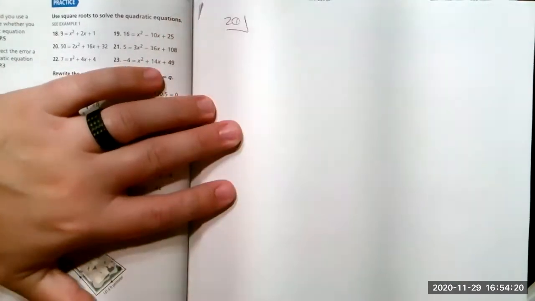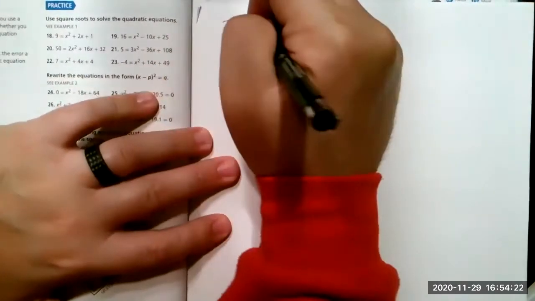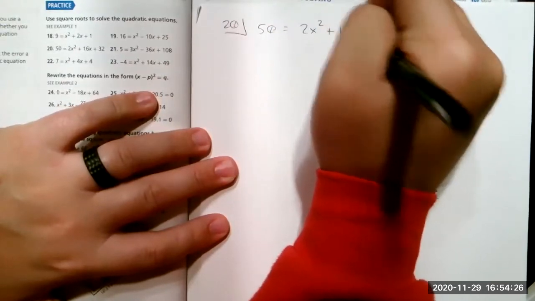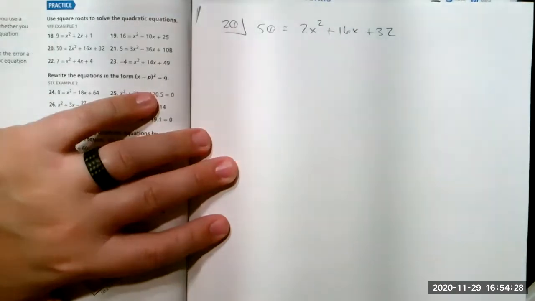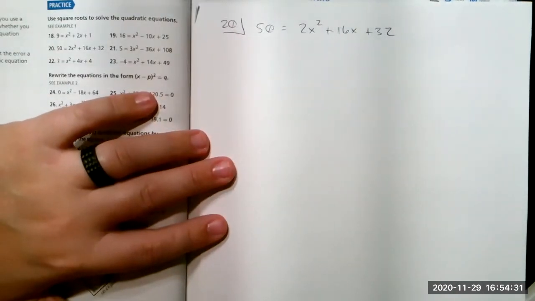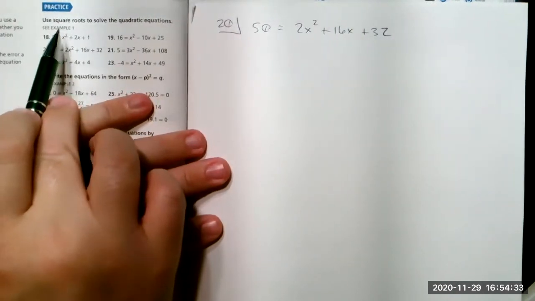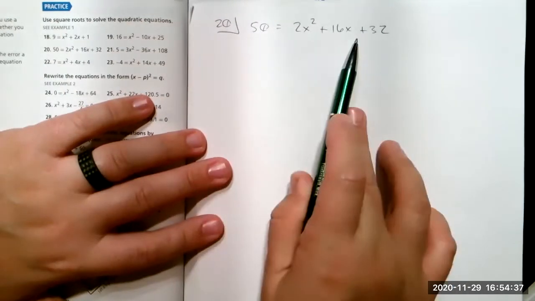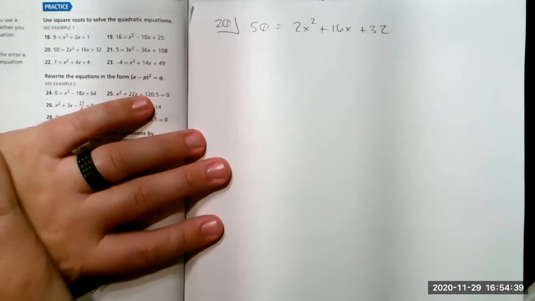So 50 equals 2x squared plus 16x plus 32. I'm assuming this is the same thing. Again, this is linked to example 1. So I'm assuming they want us to create a perfect square on the right, take the square root of both sides. We'll see what happens here in just a minute.